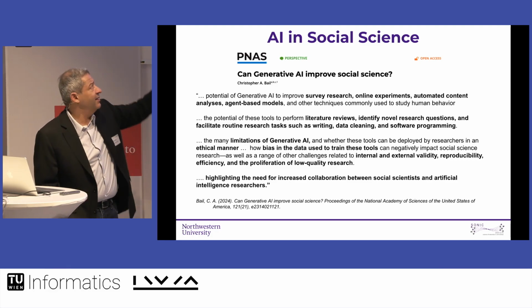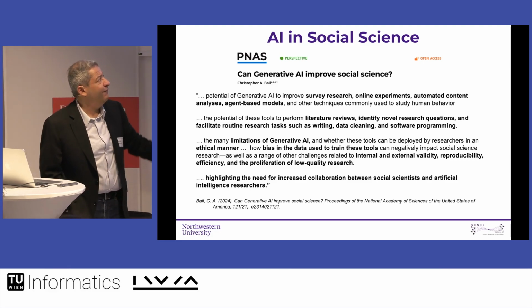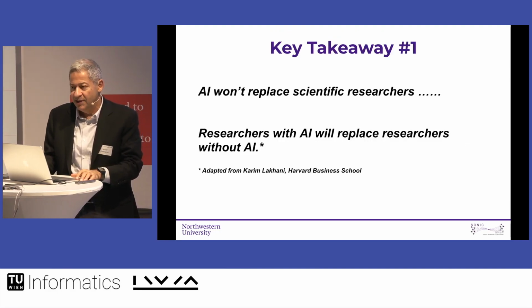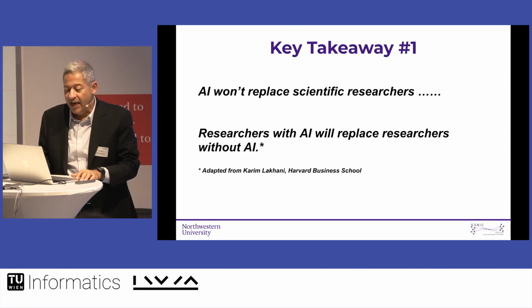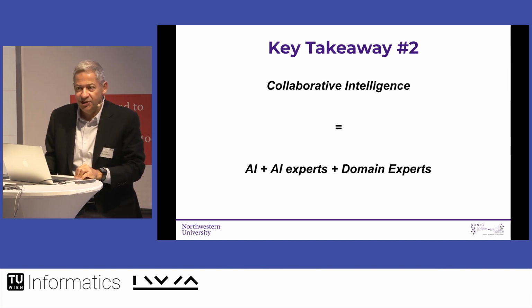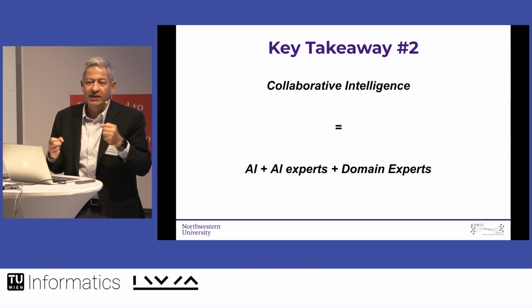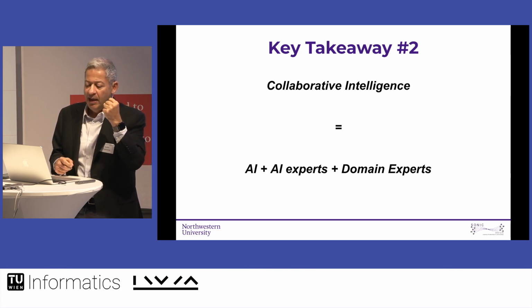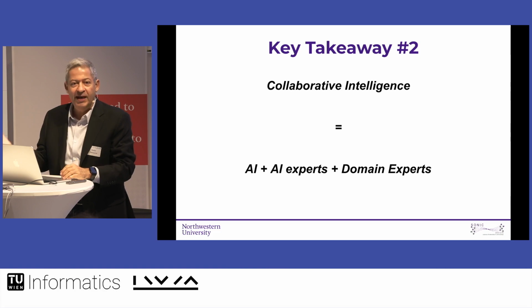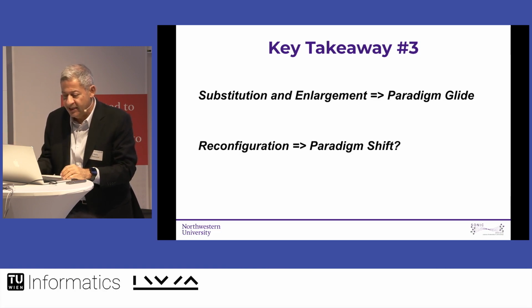But I think the last sentence is what I want to leave you with, and that is the need for increased collaboration between social scientists and AI researchers. So, 3 takeaways. AI won't replace scientific researchers, but researchers with AI will replace researchers without AI. Collaborative intelligence: we need people from CS and AI and people who are domain experts to go along with AI as part of the teams that we need in this area.